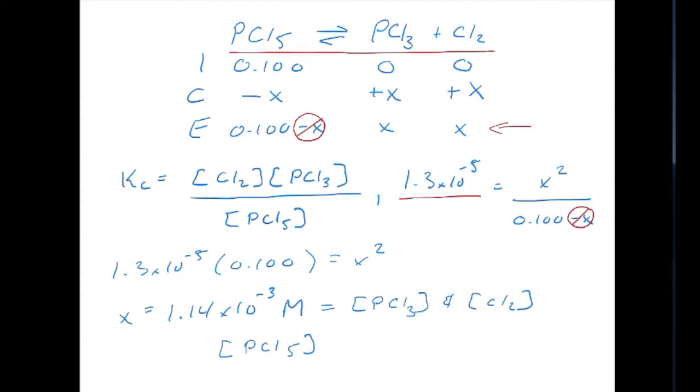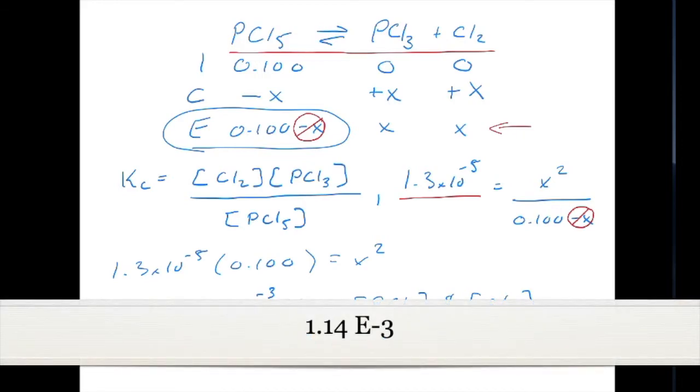Since we assumed x was negligible up here, we don't have to subtract x from our concentration. So the concentration of PCl5 is simply 0.100 molar. Now I want you to think about what the concentration of PCl5 would be if we had subtracted 1.3 times 10 to the minus 5.